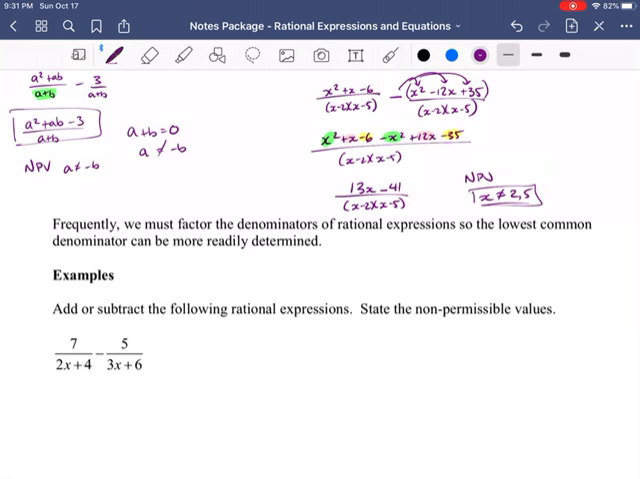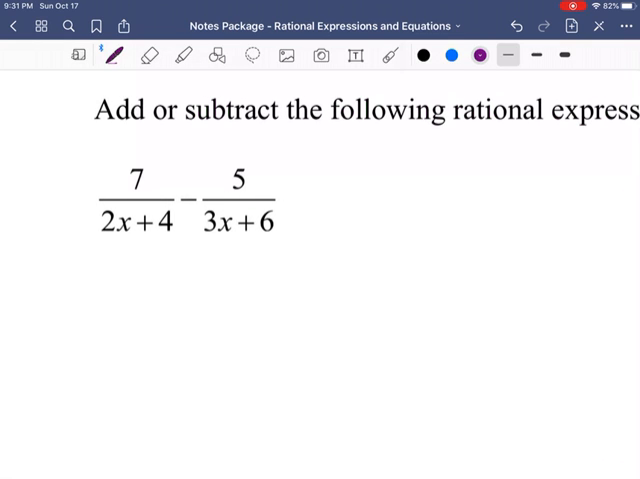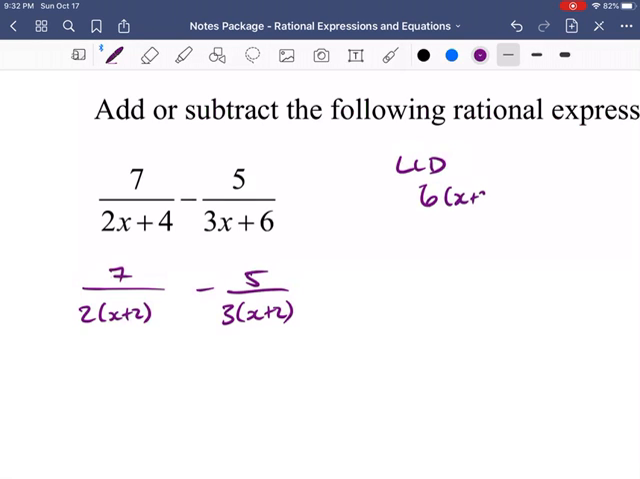Frequently, we must factor the denominators so that the lowest common denominator can be more readily determined. So look at the denominator here. If we change this to 2 and (x plus 2), and if we change this to 3 and (x plus 2), well, it's a little bit more clear, maybe not a ton more clear, but a little bit more clear as to what's going on here. So if we actually think about the lowest common denominator, that would be 6 and (x plus 2).